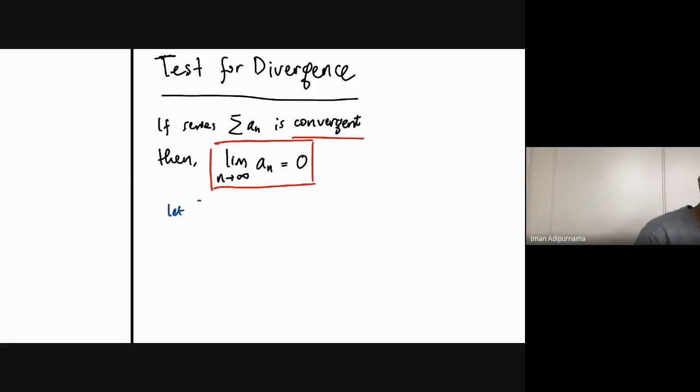and let the Sn, this partial sum, be A1 plus A2 plus until An, and An is Sn minus Sn minus 1. If converge.